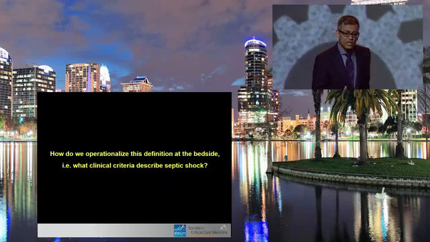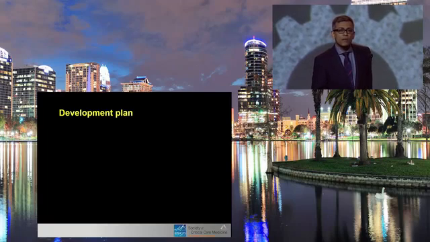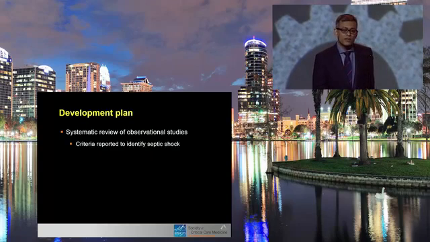So how do we operationalize this definition at the bedside, i.e., how can we identify a bunch of variables that will explain all the attributes of the definition that we put forward? To do this, we did broadly 3 sets of work. First method that we used was a systematic review. The systematic review answered the simple question, what are the variables that are used in the published literature to identify and describe septic shock patients? And the reason for doing that was to inform the deliberations of the task force.